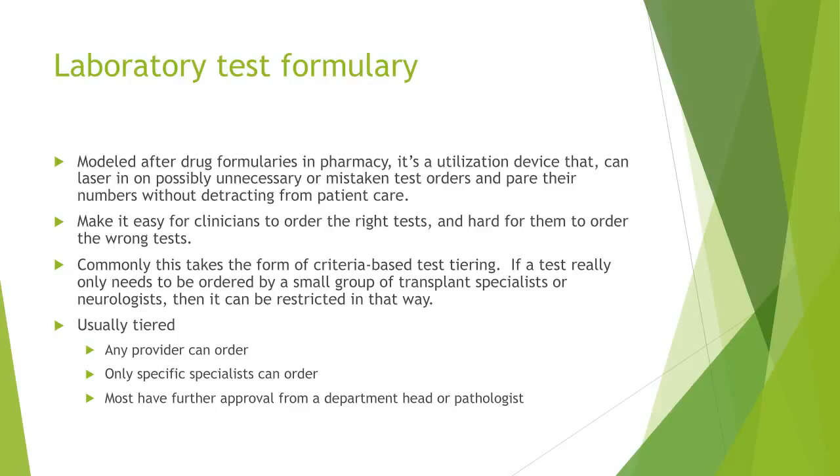We usually do it on a criteria-based or a tier sort of structure. If a test really only needs to be ordered by a small group of specific physicians, then you restrict it to that small group of physicians and don't allow other people to order those tests. And then an example of a tiered process could be a test that anybody can order, a test that only specific specialists can order, or tests that maybe require further approval before they can be ordered by anybody. And that could be a genetic counselor approves it, a department head approves it, a pathologist approves it.